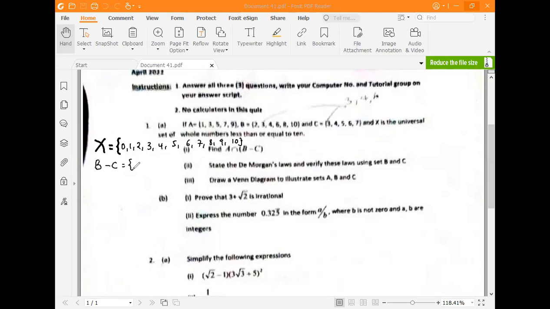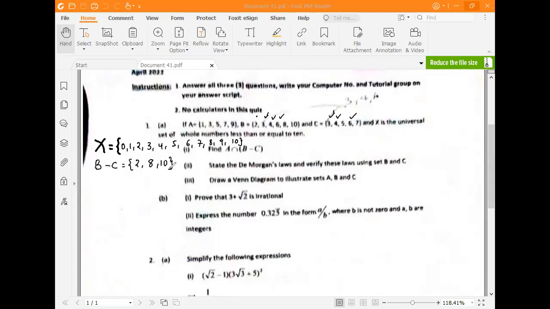So if you look at the set B, it has 2 and there's no 2 in C. So 2 belongs to B minus C. Okay? 3, there's 3 in B, there's 3 in C. So 3 does not belong to B minus C. 4 is in B, it's in C. So 4 does not belong to B minus C. 6 is in B and it's in C. So 6 does not belong to B minus C. But 8 is in B and not in C. So 8 belongs to B minus C. 10 belongs to B minus C.